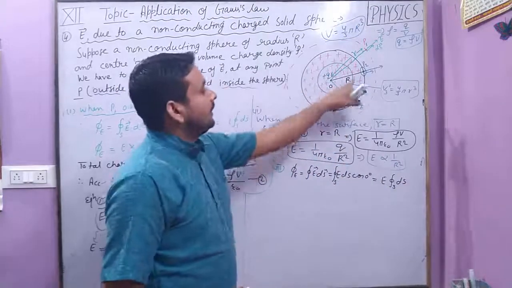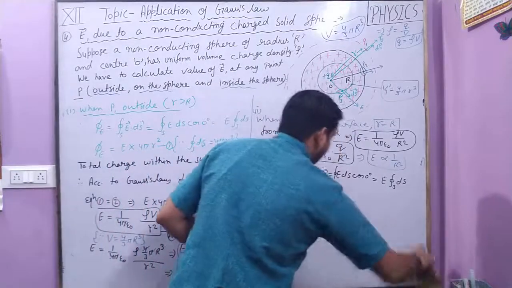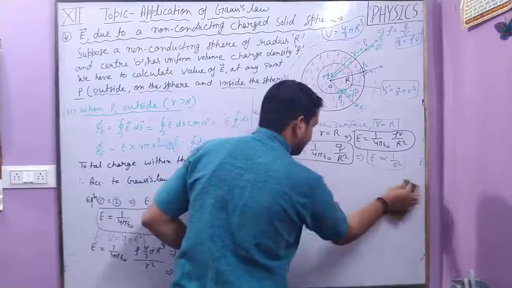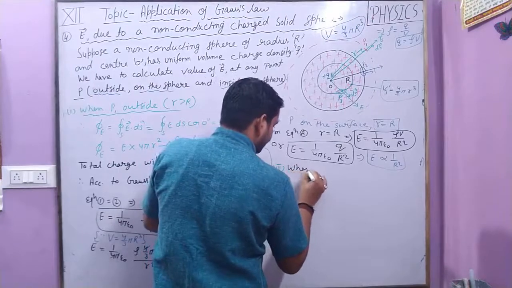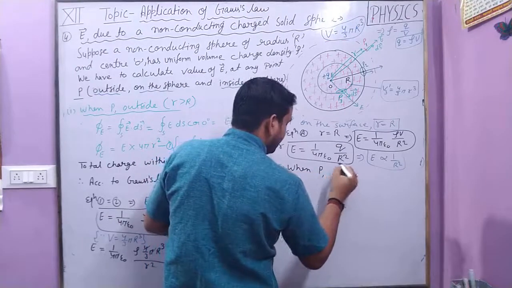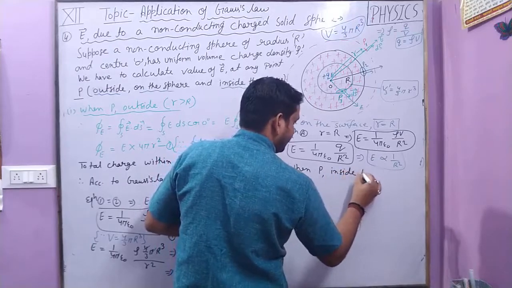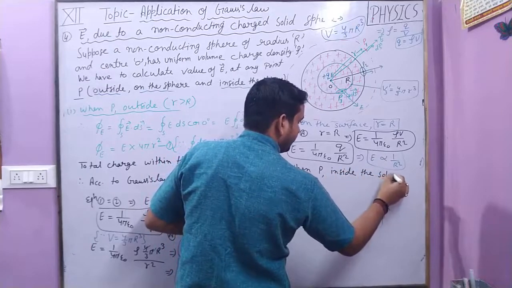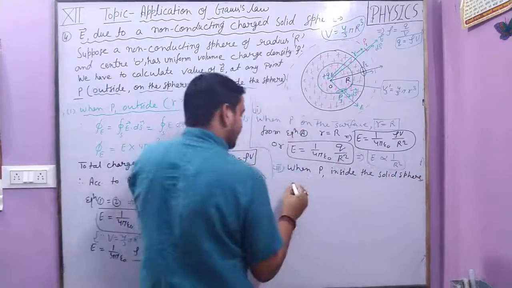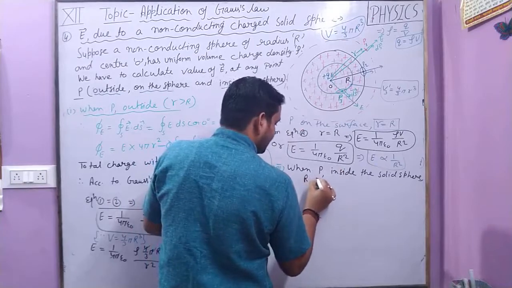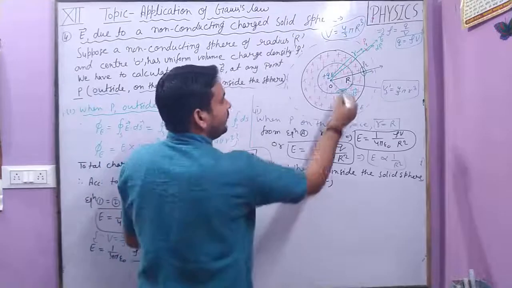Here the area is okay. We don't consider the case when P is inside the solid sphere. Therefore R is greater than small r. This will be our case. Okay.